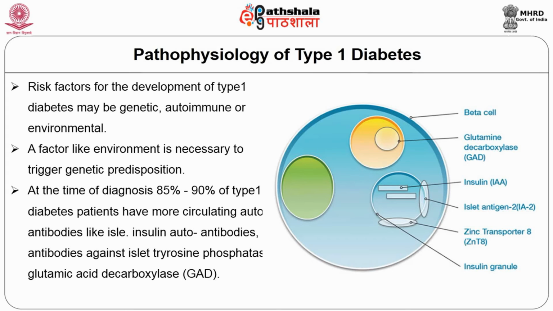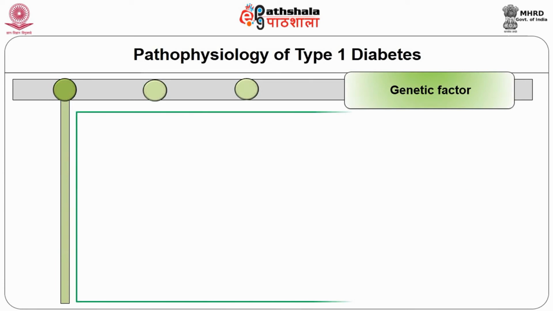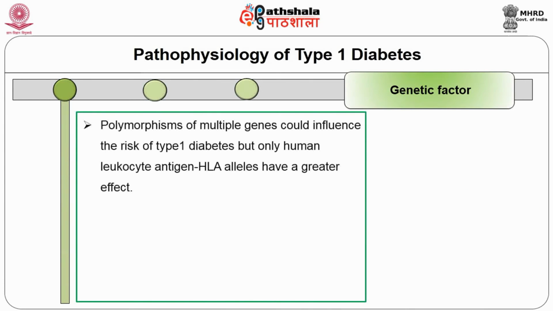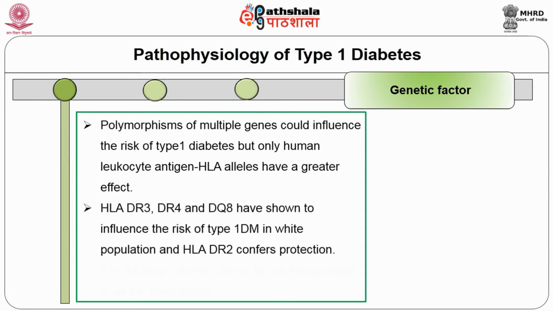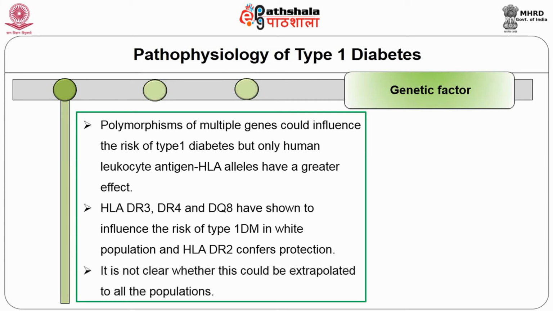Environmental triggers exist. At the time of diagnosis, 85 to 90% of type 1 diabetes patients have circulating autoantibodies, like islet cell antibodies and glutamic acid decarboxylase, GAD, antibodies. Genetic factors do play a role in type 1. Polymorphisms of multiple genes, HLA alleles, have a greater effect. HLA DR3, DR4 and DQ8 have been shown to influence the risk of type 1 diabetes, and HLA DR2 confers protection, but it is not clear whether these findings in the West could be extrapolated to all populations.